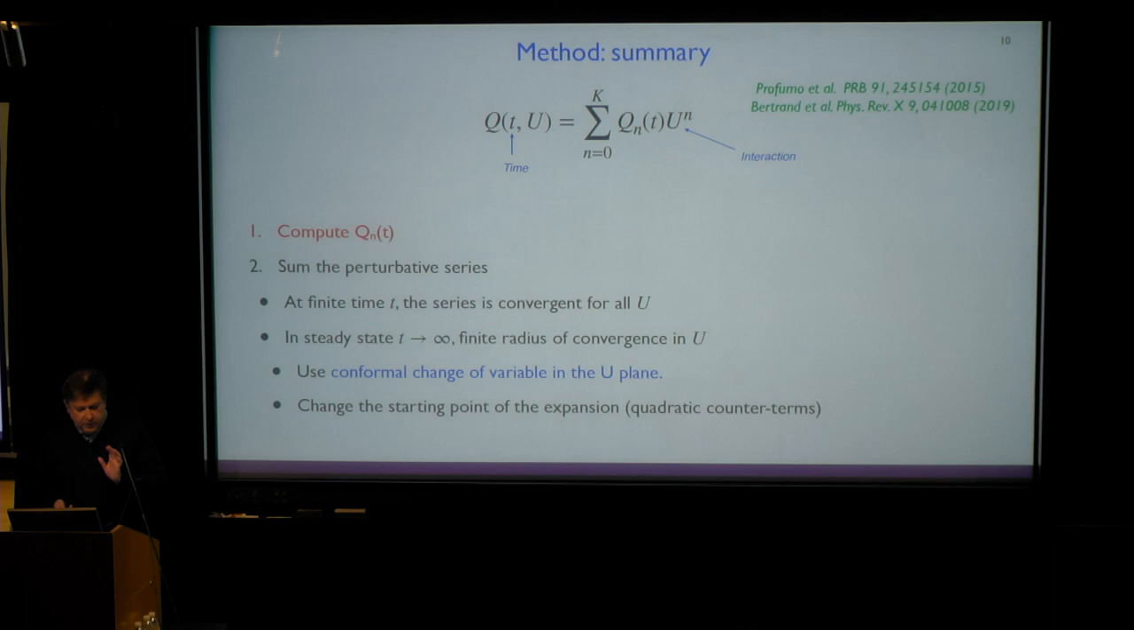At finite time, the series is convergent for any U because it's a finite volume system. In steady states, we can go to infinite time. The series has a finite radius of convergence, but we can deal with that by a conformal change of variable in the U-plane. In the problem in question today, that will allow me to compute even to U equal infinity with a perturbative expansion. So today I'm going to concentrate on how we compute Qn.